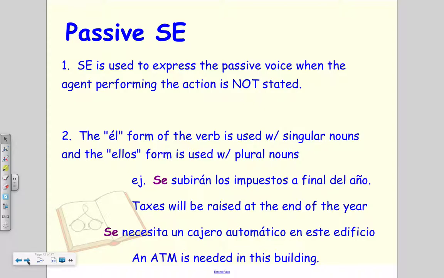And the verb is conjugated in the él form if we're talking about a singular item, and in ellos form with plural nouns, similar but not the same as gustar and gustar-like verbs. Look at the examples we have. Se subirán los impuestos al fin del año. Taxes will be raised at the end of the year. We don't know who's raising them.